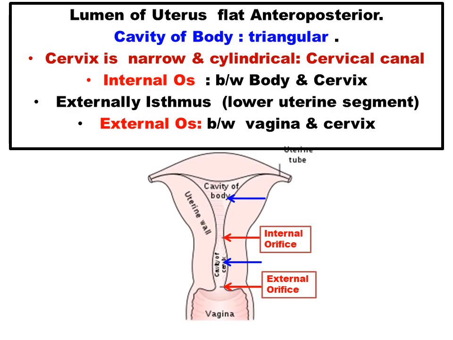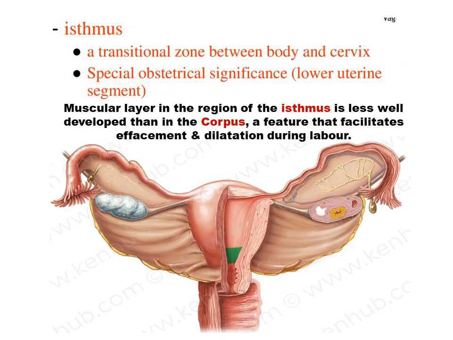Externally, internal os is represented as isthmus, and isthmus is known as the lower uterine segment gynecologically. Isthmus is a transitional zone between the body and the cervix. Especially of obstetrical significance, it is known as lower uterine segment. The muscular layer in this region of isthmus is less well developed than the body or corpus, a feature that facilitates the effacement and dilatation during the labor. So isthmus is between the body and the cervix.